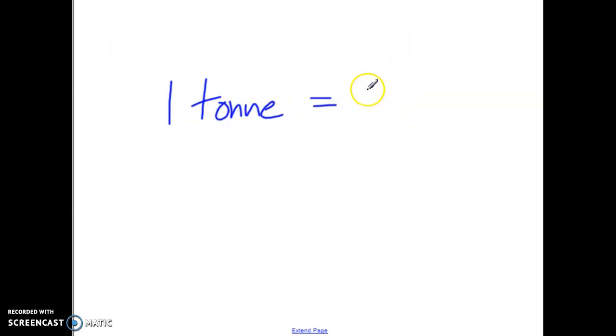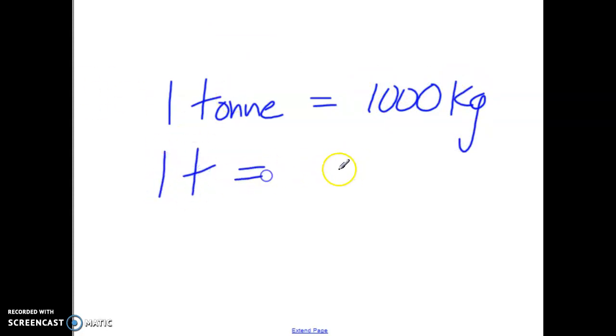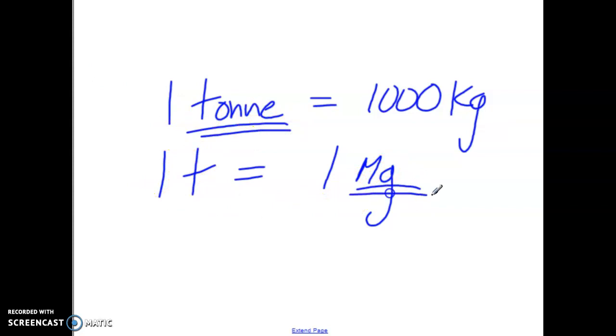That is approximately 1,000 kilograms. So 1 ton is actually equal to 1 megagram. I believe there is a question in your homework or the worksheets. You will see this, just so that you are aware. That is equivalent to a megagram.